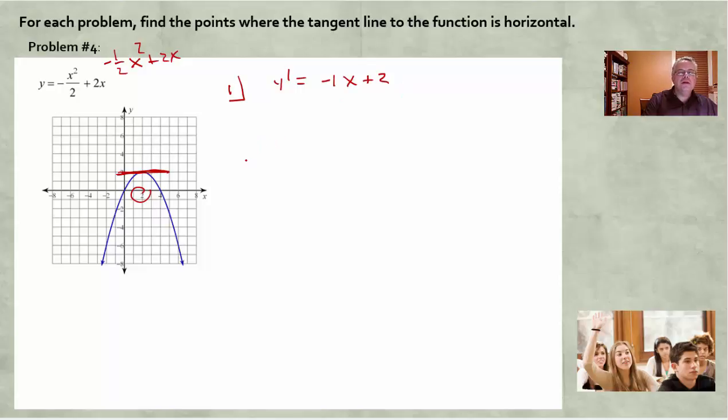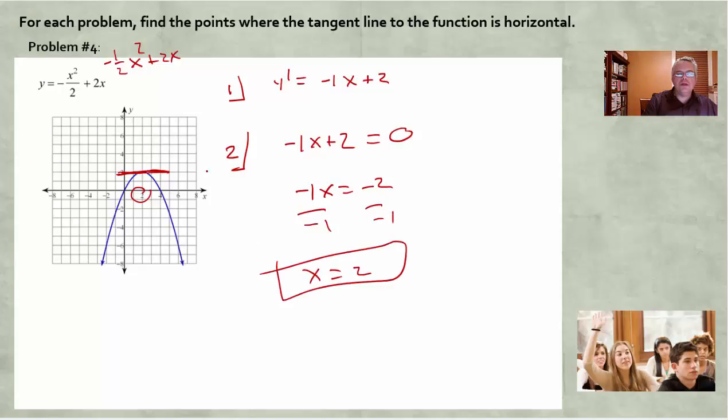Okay, now this is different than finding the tangent line. We want to find where the tangent line has 0 slope. So we want to know when this equals 0. So we have to set the derivative equal to 0. So if I subtract 2 from both sides, I get that. And if I divide by negative 1, I get x equals 2, which is what we expected right here. That's where the derivative is 0.